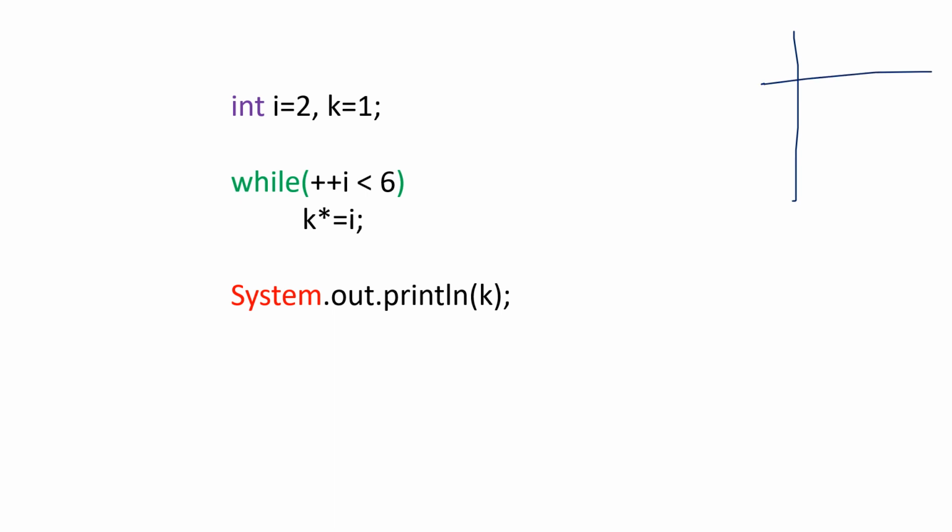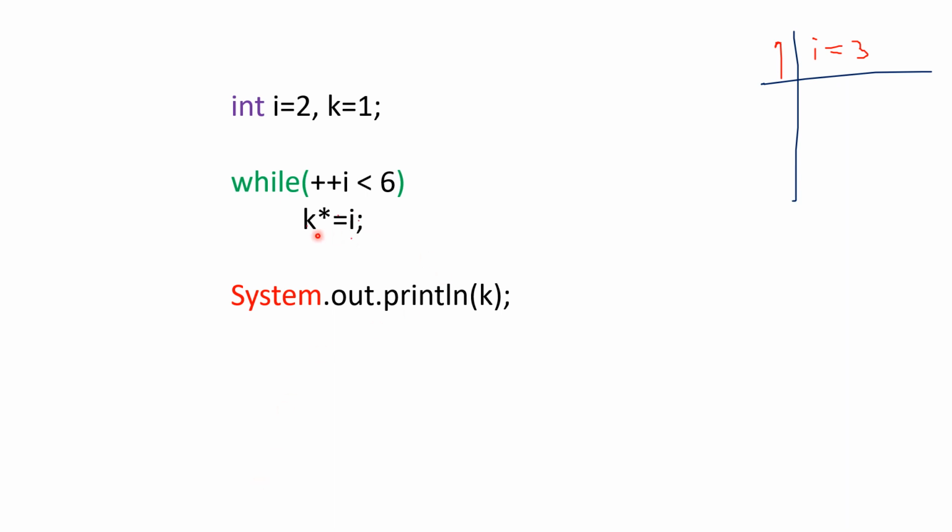So for the first execution, let us see what is there in the loop. So we have ++I less than 6. So this is a prefix operator before I. So that means the value of I will increase before the execution of this entire statement. So I is equal to 3. Okay, so is 3 less than 6? Of course, yes. So then we have this k *= I.